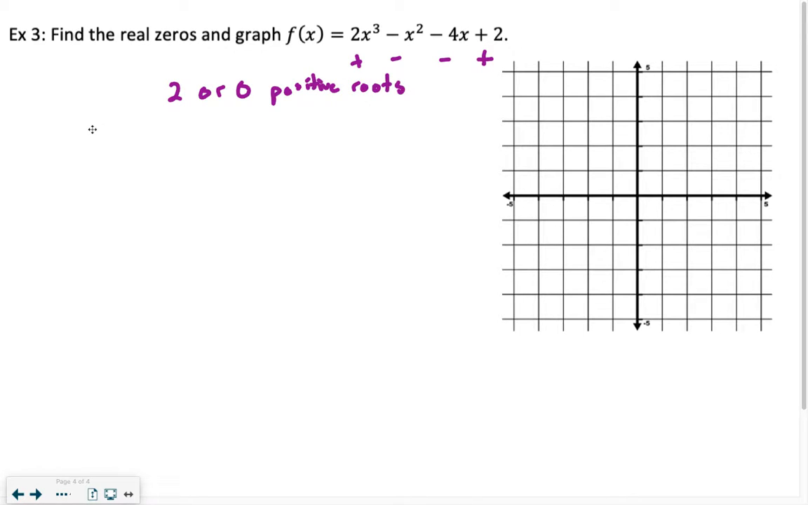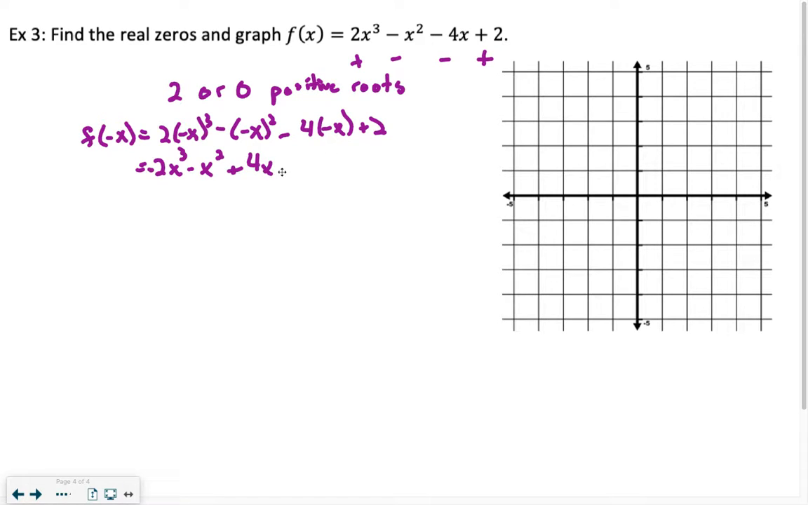And then if I plug negative x in, f of negative x would be 2 times negative x cubed minus negative x squared minus 4 times negative x plus 2. Since that's an odd power, that'll be negative 2x cubed. This is an even power, so that would become x squared, but we're subtracting, so that would be minus x squared. Double negative here, so that'll become plus 4x plus 2. So I go negative, negative, positive, positive. Only one time that the sign changes, so that means I have 1 negative root.